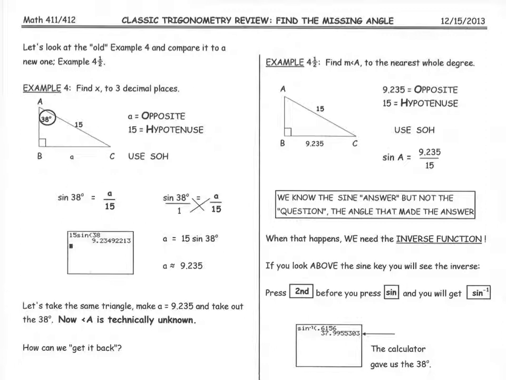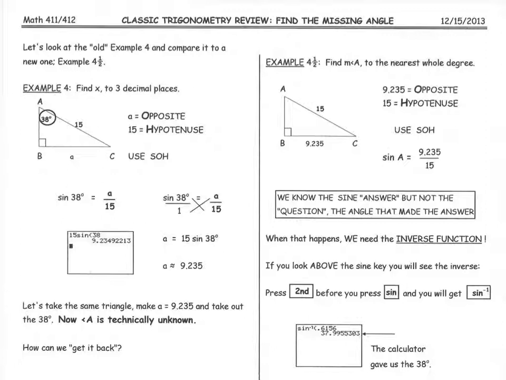We would have put into our calculator second cosine, and we would have typed in 9.235 divided by 15, and the calculator would have given us the angle for angle C, which we can figure out or guess is 52 degrees, because 38 and 52 add up to 90, plus 90 is 180.